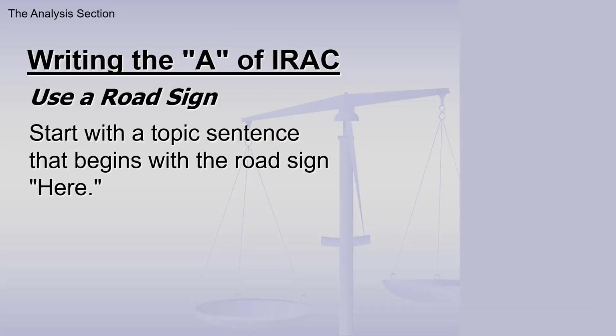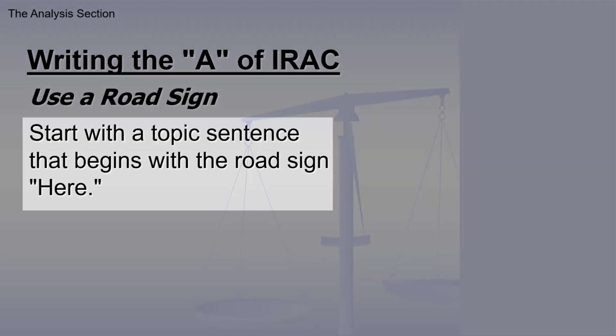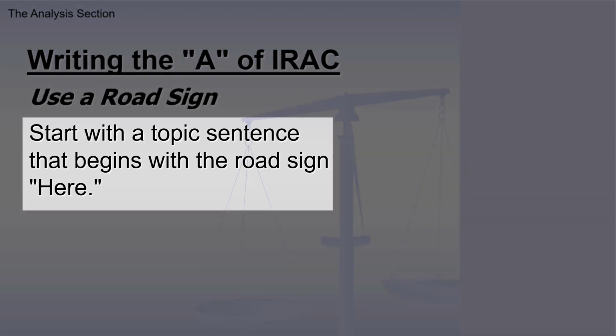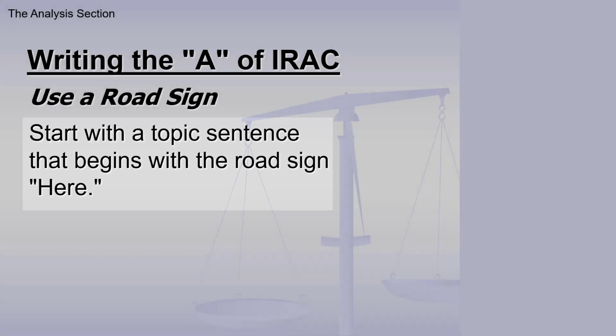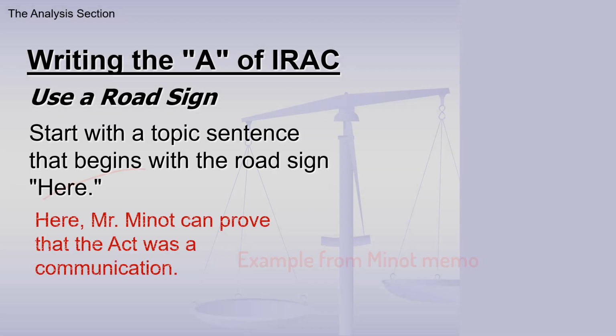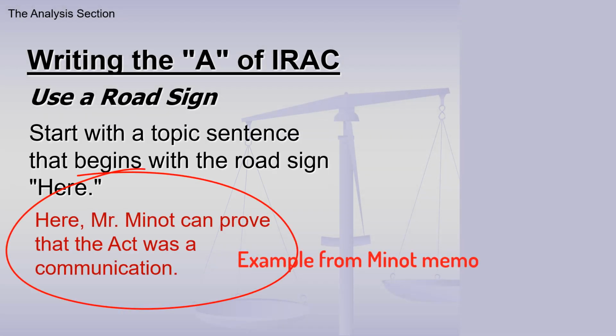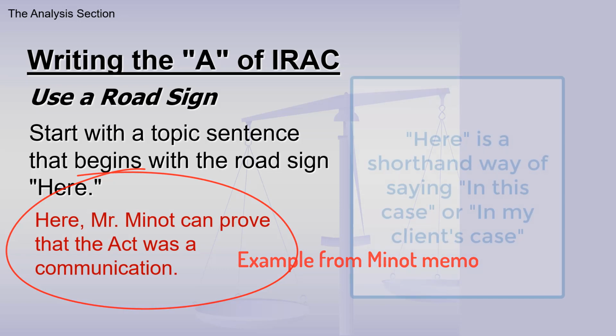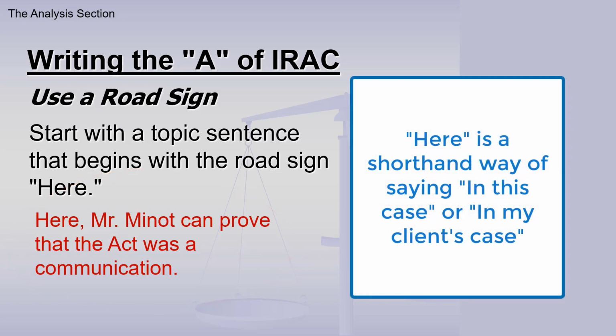Let's take a look at an example. You want to start your A of IRAC with a broad topic sentence that begins with the road sign here. Here is a road sign because it's a word we use to signal our readers, usually other lawyers, that we're now entering the A of IRAC, where we're going to start talking about our client's case.